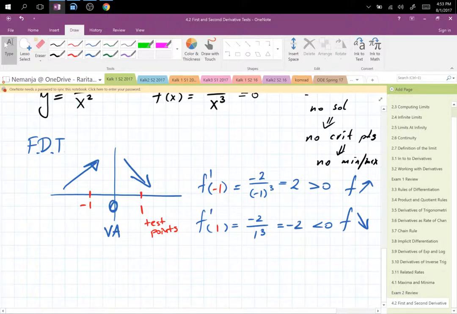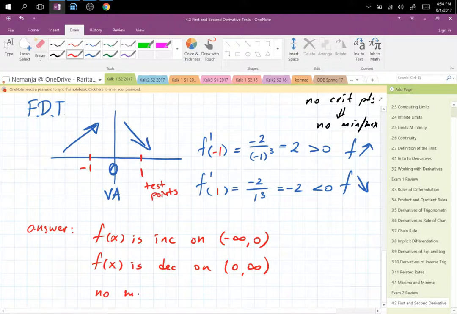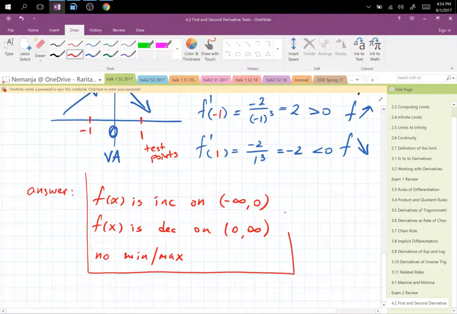And the answer over here would be f of x is increasing on -infinity to 0. F of x is decreasing on 0 to infinity. No min max in the problem because the critical number was the vertical asymptote.